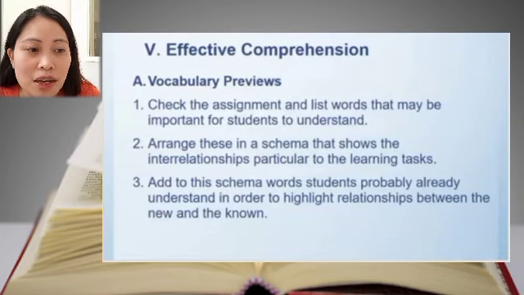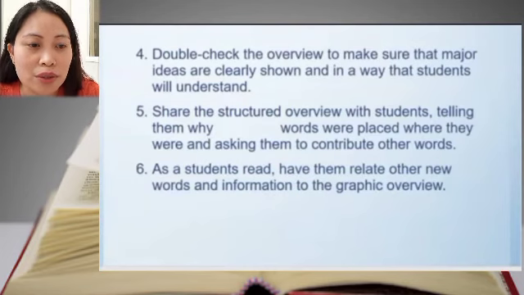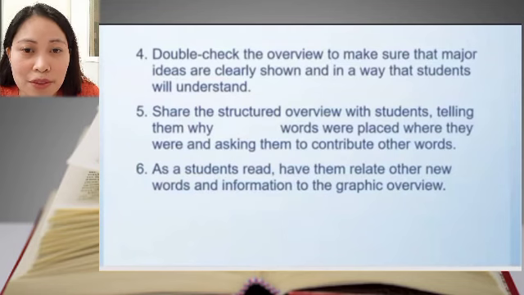Number 1, check the assignment and list words that may be important for students to understand. Number 2, arrange these in a schema that shows the interrelationships particular to the learning task. Number 3, add to this schema words students probably already understand in order to highlight relationships between the new and the known. Number 4, double check the overview to make sure that major ideas are clearly shown and in a way that students will understand.